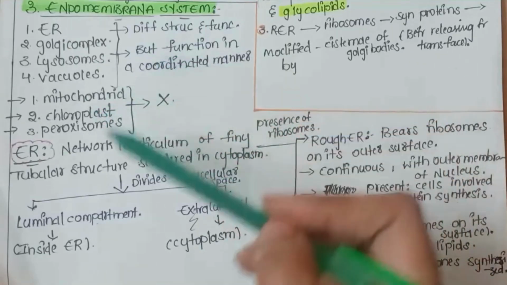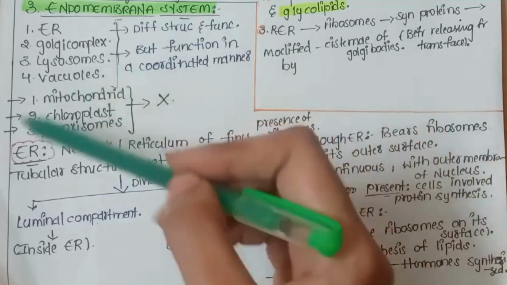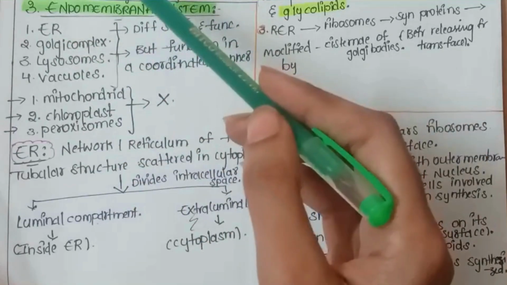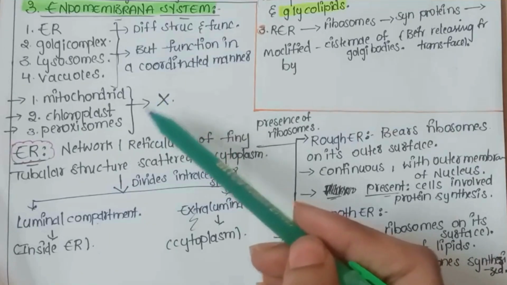The mitochondria, chloroplast which is present in plants, and peroxisomes are not components of the endomembrane system, as these do not function in a coordinated manner.